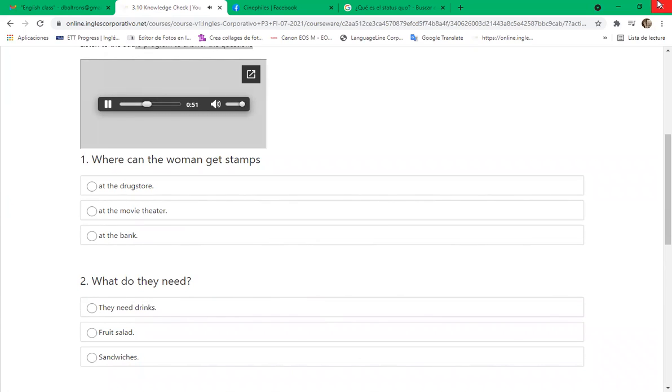2. So what do we need? I think we have everything. Sandwiches, fruit salad, cookies. Oh, wait. We don't have any drinks. Let's stop at the supermarket on the way there. We can get some lemonade. Good idea.